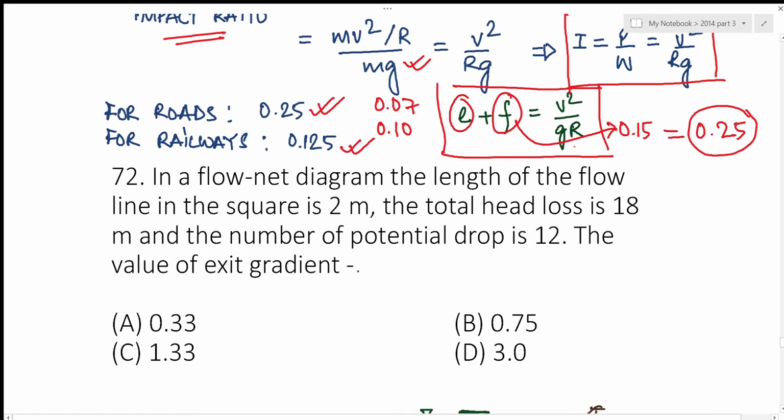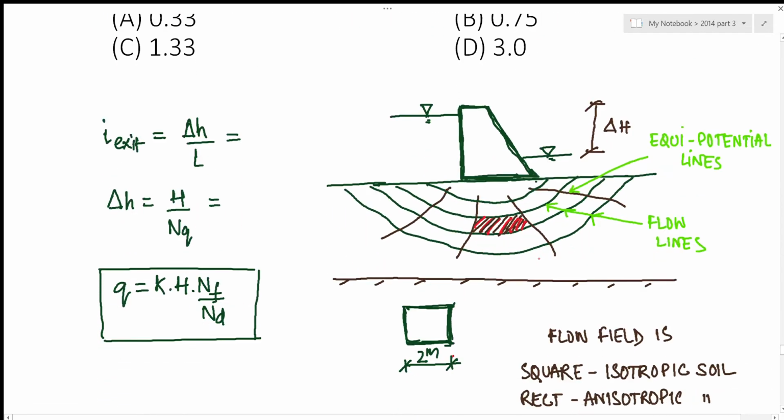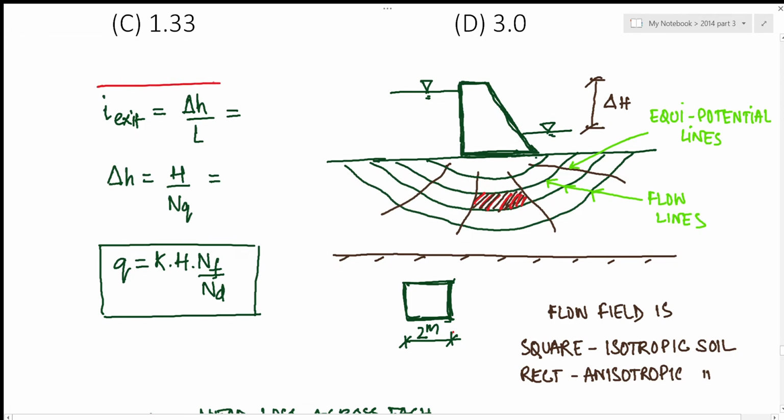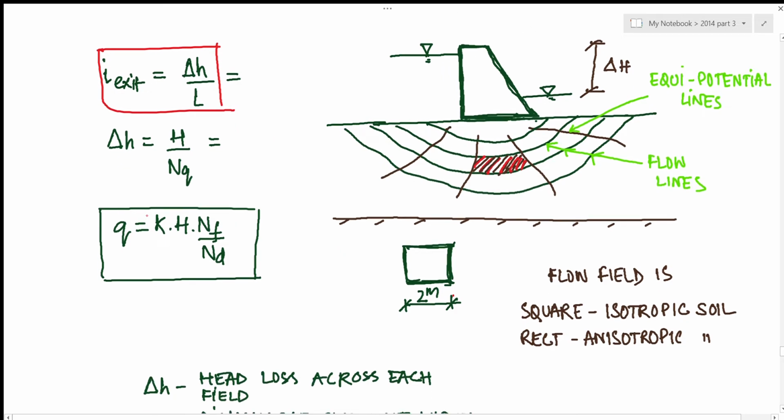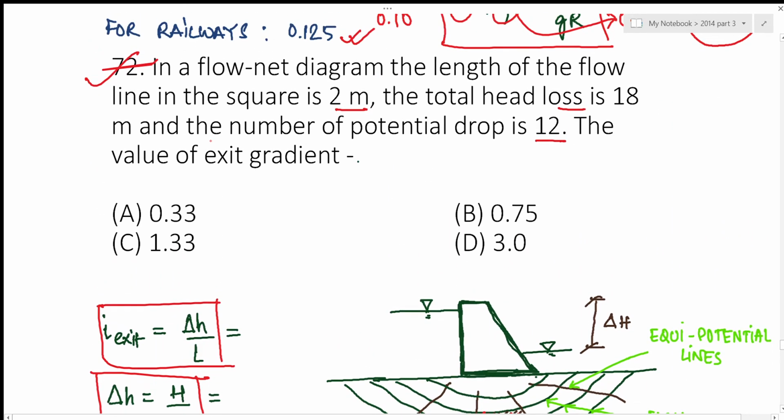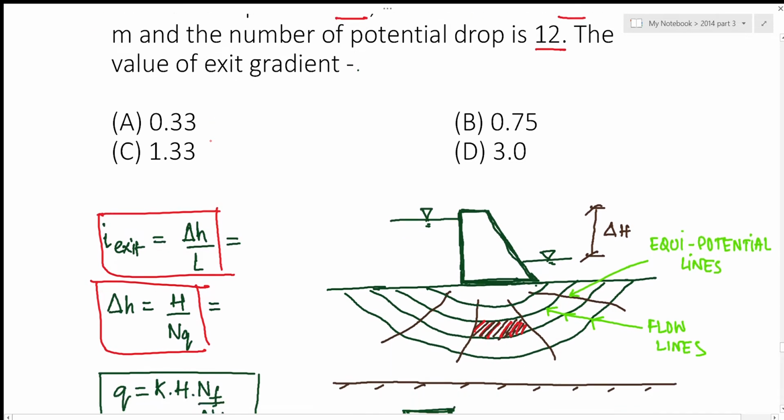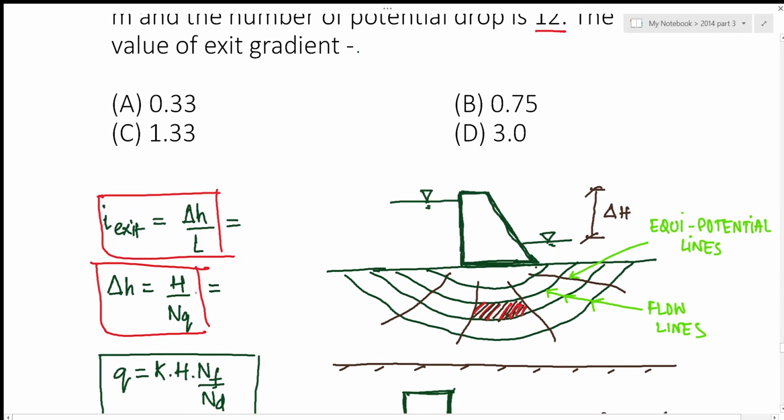Next question: in a flow net diagram, the length of flow line in the square is 2 meters, the head loss is 18 meters, and the number of potential drops is 12. The value of exit gradient is? Now exit gradient is given by del H by L, where del H is the head loss across each field, and del H is given by H by NQ, where H is the total head loss and NQ is the number of potential drops. Here the head loss is 18 meters and the number of potential drops is 12. So the del H value comes out to be 1.5.